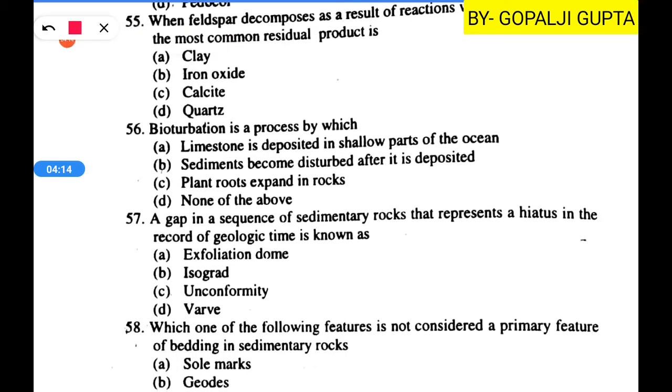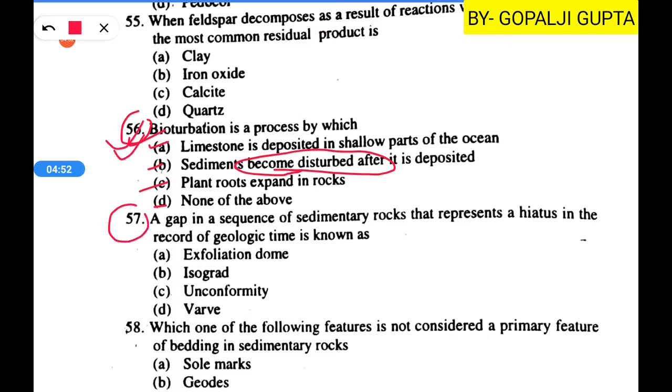Bioturbation is a process by which either limestone is deposited in shallow parts of the ocean, sediment becomes disturbed after it is deposited, plant roots expand in rock, or none of the above. What happens is that whenever there is deposition of sediments, suddenly due to some changes, either an earthquake, tsunami, or whatever, the sediments become disturbed, and this process is known as bioturbation. This is a very important term, keep remembering.